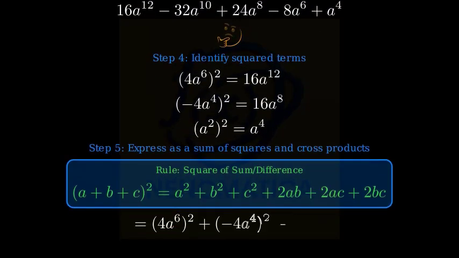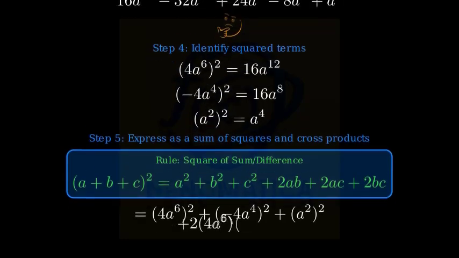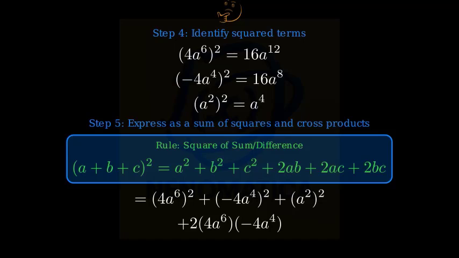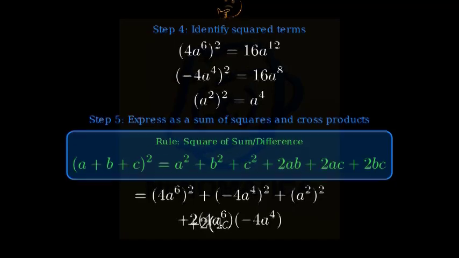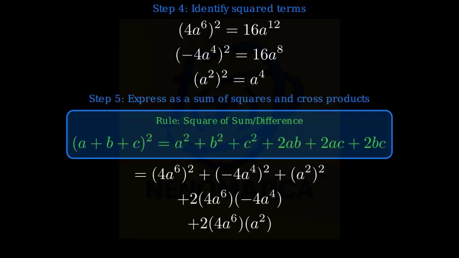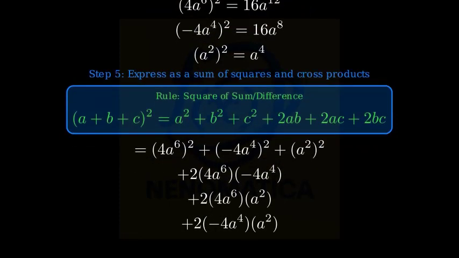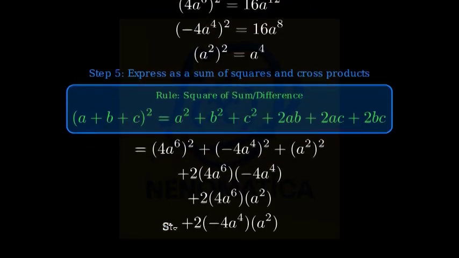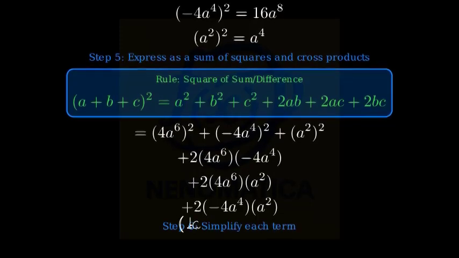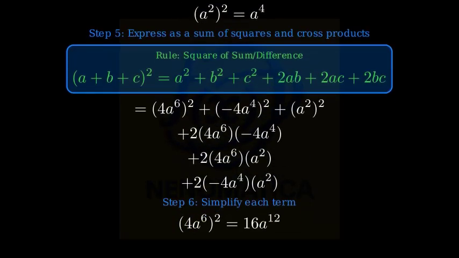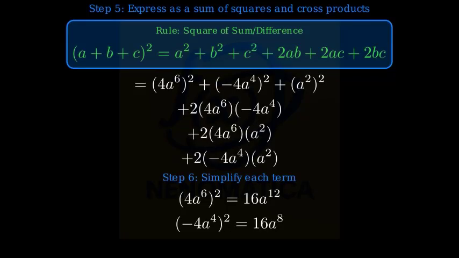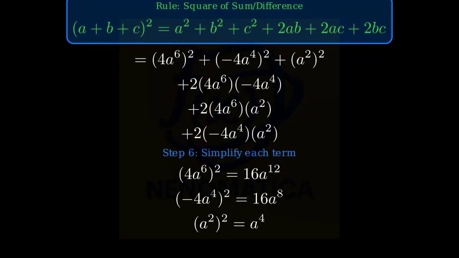We have the square of 4a to the 6th plus the square of negative 4a to the 4th plus the square of a squared. Then we have 2 times 4a to the 6th times negative 4a to the 4th plus 2 times 4a to the 6th times a squared plus 2 times negative 4a to the 4th times a squared. Let's simplify these terms. The first term gives us 16a to the 12th. The second term gives us 16a to the 8th. The third term gives us a to the 4th.